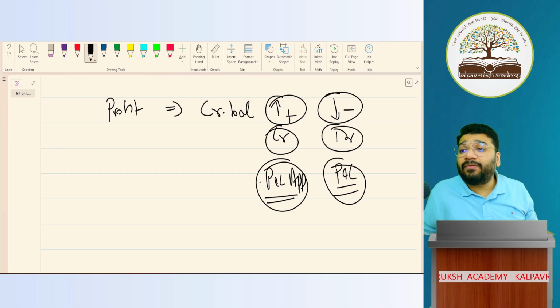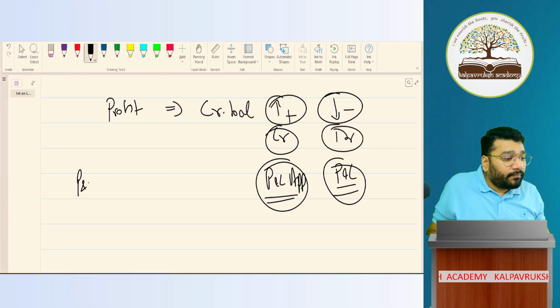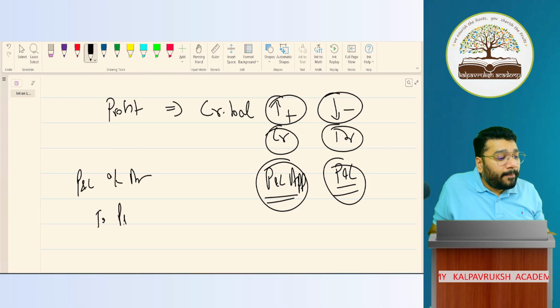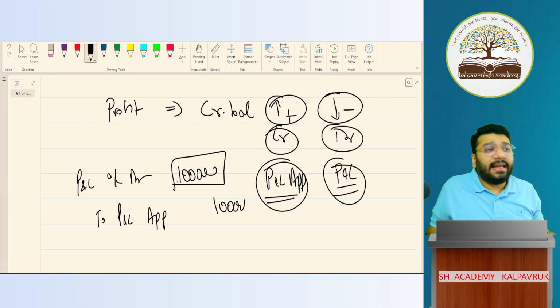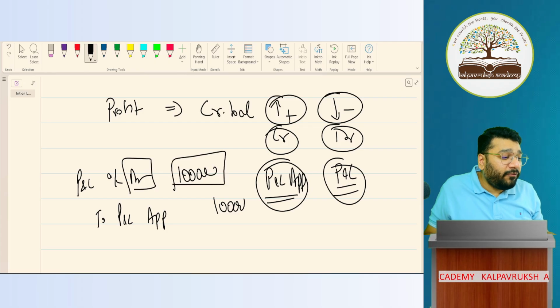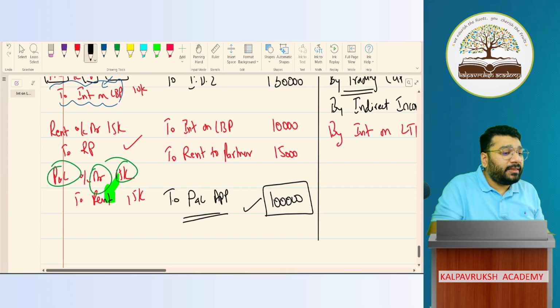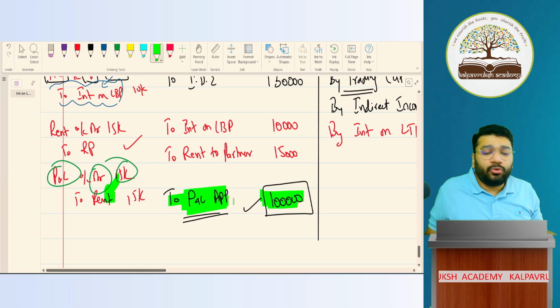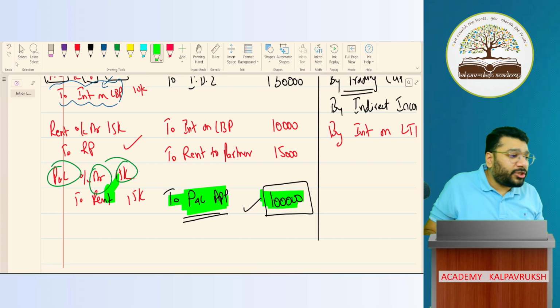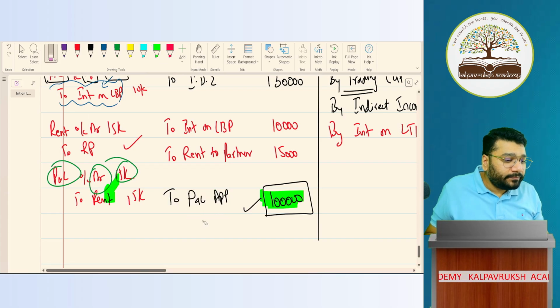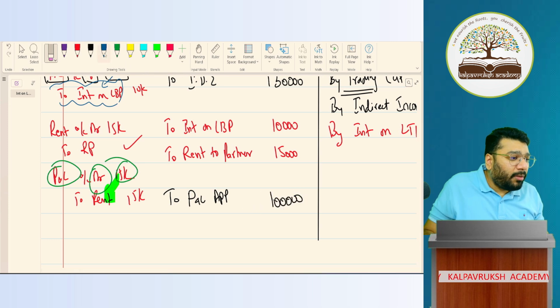Can you frame a journal entry for this? P&L account debit to P&L appropriation, 1 lakh. Any problem? Record this 1 lakh on the debit side of the P&L account. Who's the opposite party? To P&L appropriation. That is what I did. On the debit side of the P&L account, I recorded 1 lakh, and the opposite party is To P&L appropriation. In this, do you have any problem?